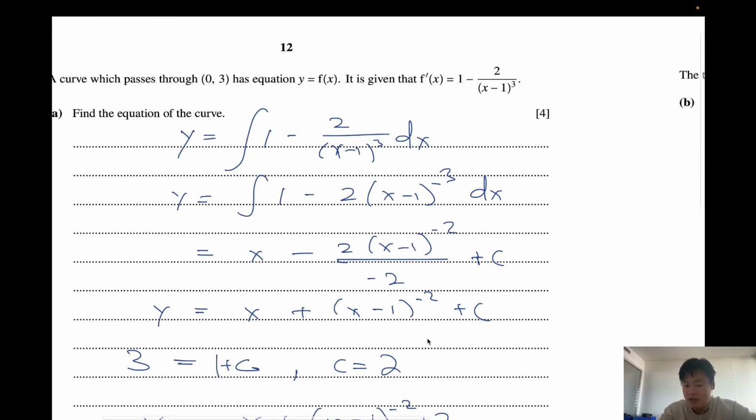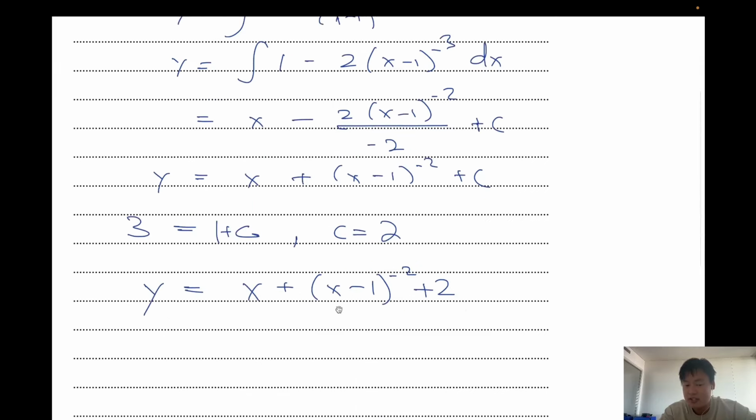You can tell this integration is not complete because you have a missing plus c value. Why do we have plus c? Because every single time you integrate, there's always a plus c, and use this relationship over here, because (0, 3) is another way of telling you when x is 0, y has to be 3. That's the relationship there, isn't it? If you replace the x with 0 and y with 3, you're going to rearrange for c is equal to 2, and that's how you got this full expression.